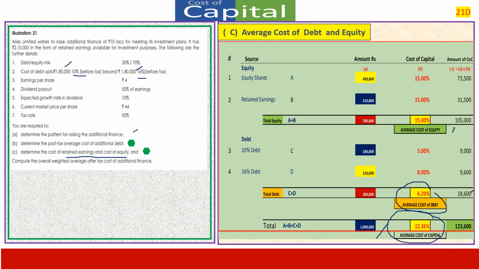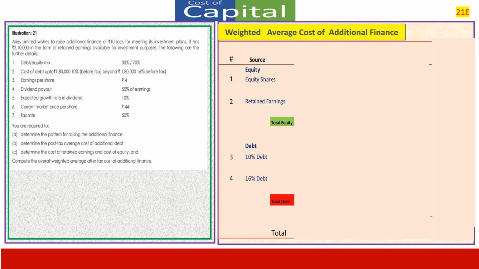This statement, when we do, we have answered their questions B and C. Determine the post-tax average cost of additional debt. Average cost is 6.2. Individually, it is 5 and 8. And for equity, it is 15%. And for the company, average cost of capital is 12.36. But in addition to this, he is asking us one more thing. Compute the overall weighted average after-tax cost of additional finance. That is already known to us.